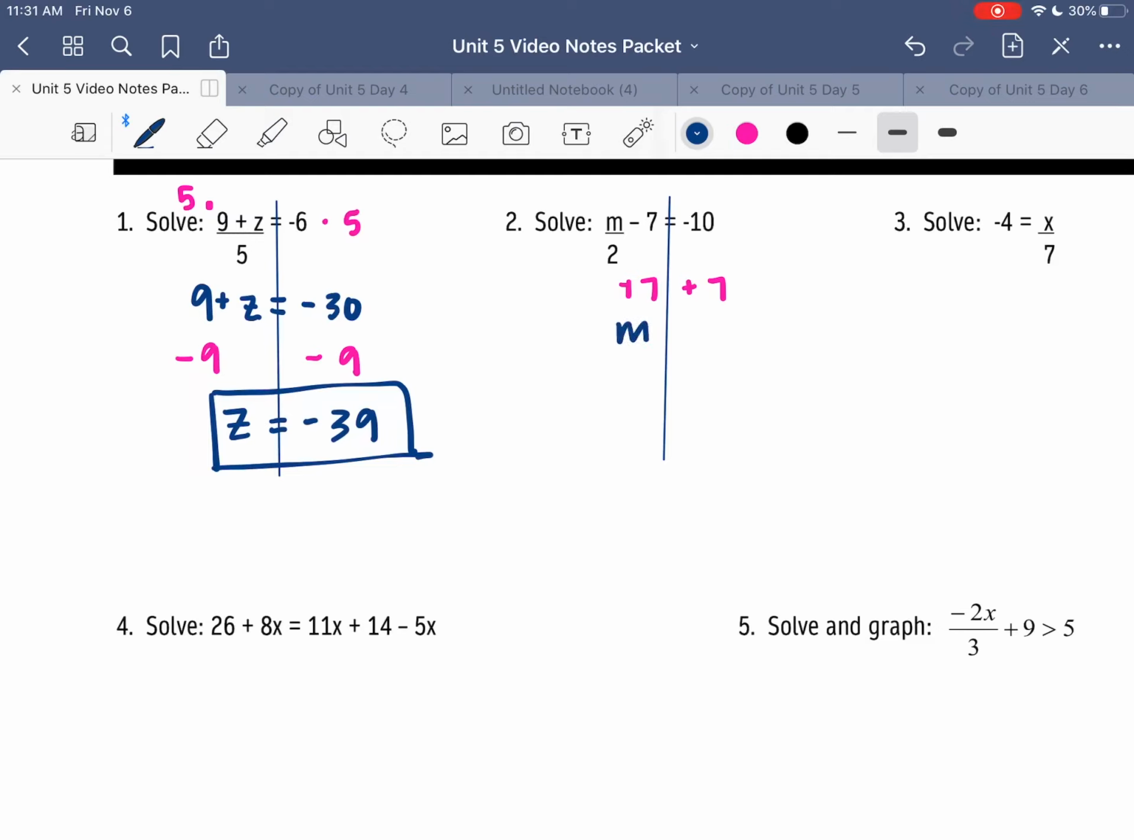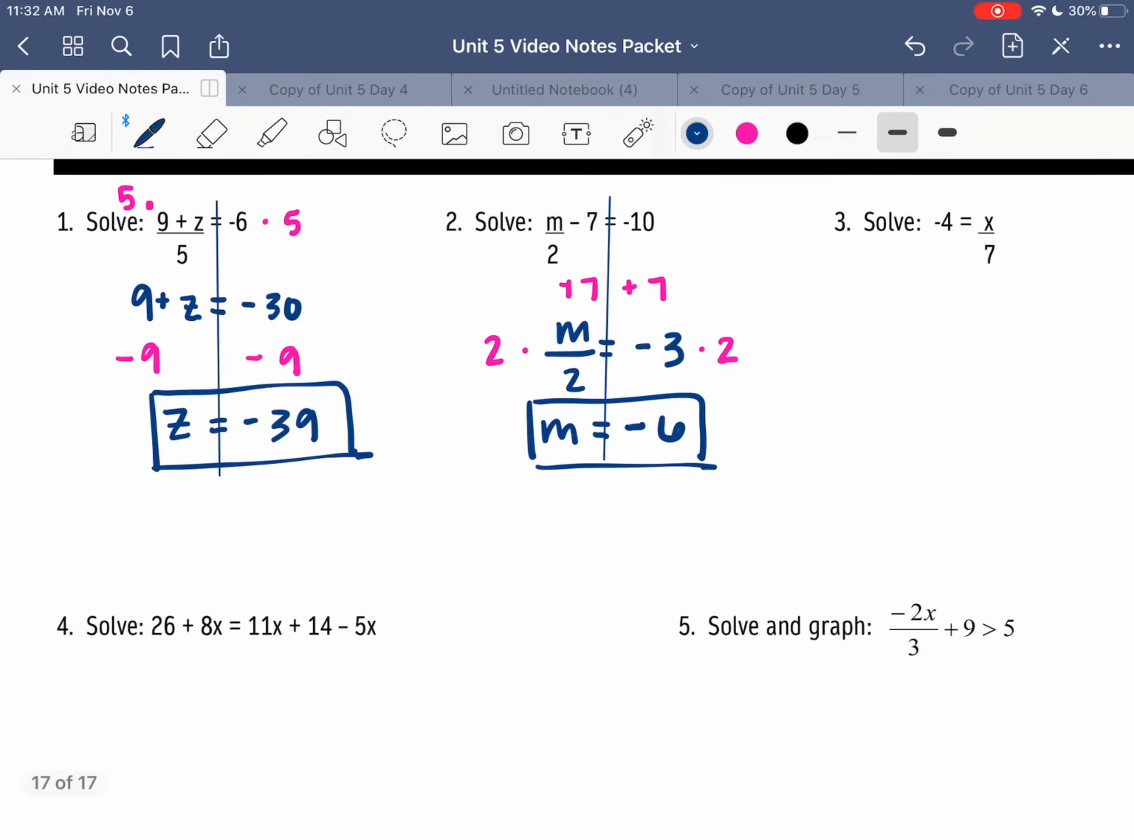That will leave us with m over 2 equals negative 10 plus 7, which is negative 3. And now we can clear the fraction using multiplication, since the fraction is the only thing on that side. That will give us just m equals negative 3 times 2, which is negative 6. Now again, I didn't have to do that last division step because the m is already isolated. There was no coefficient attached to it.